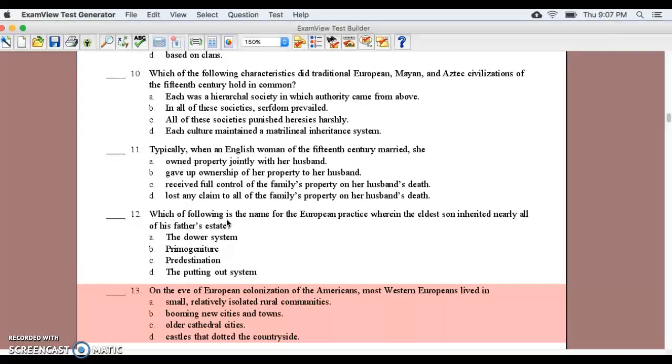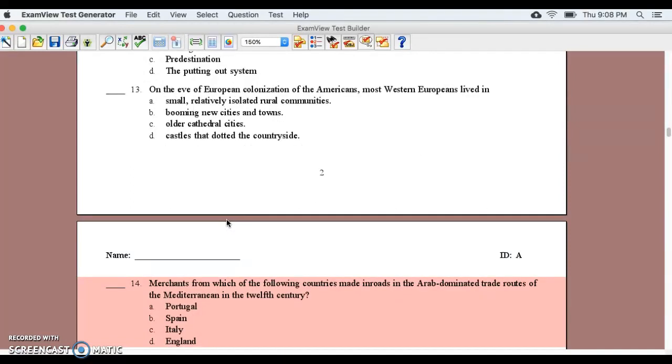European colonization of the Americas, most Western Europeans. Well, where do most Western Europeans live? Although we study the minority and the powerful, the majority were just like us. We're middle class. We're not the wealthy, but we are the majority in a lot of places. So think about that for European society in this time period.